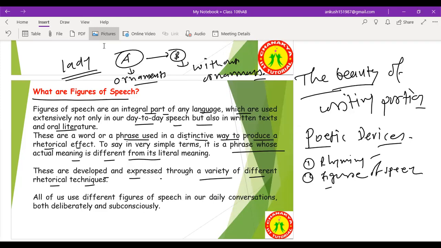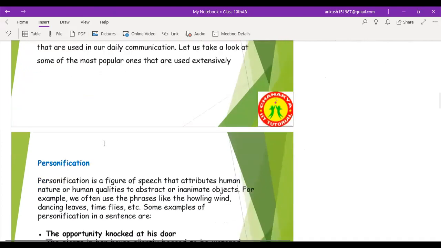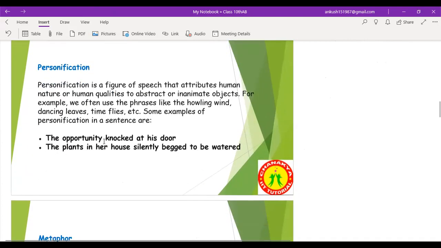All of us use different figures of speech in our daily conversations as well, both deliberately and subconsciously. In the sense, in this or that way, we use these figures of speech in our day-to-day life, but we do not focus upon what we are using. Okay, so there are a variety of figures of speech that we are going to learn. The very first and very important figure of speech is personification. See, the word personification in itself is giving a meaning, like person means something, or something that is inanimate or non-living.